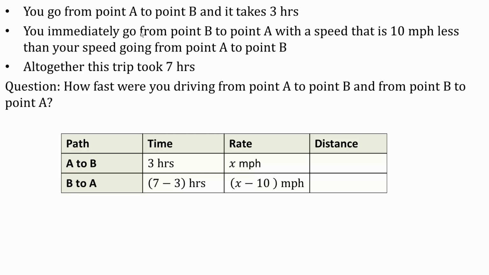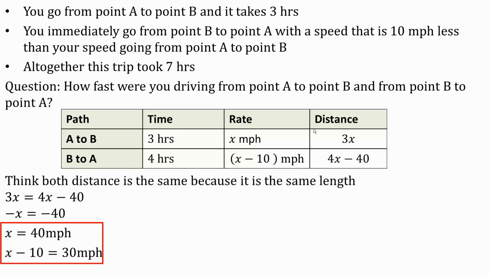Here it says you immediately go from point B to point A with a speed that is 10 miles per hour less than your speed going from point A to point B. And I could say that for the path of A to B, the speed would be x miles per hour, and B to A would be x minus 10 miles per hour. As an example, let's say A to B is 30 miles per hour, then B to A would be 20 miles per hour, 10 miles per hour less than your speed going from point A to point B. And so this is what we have now.